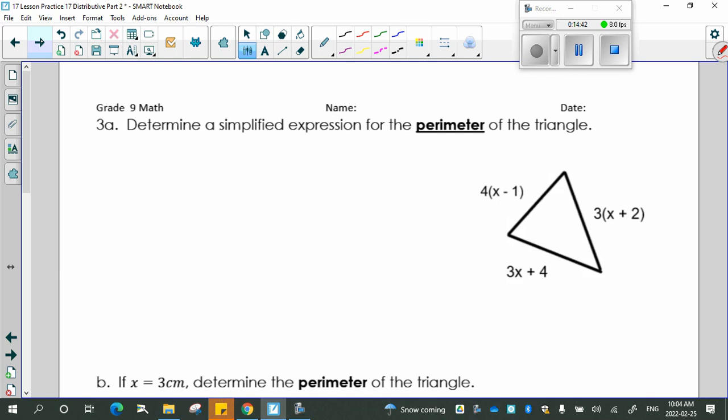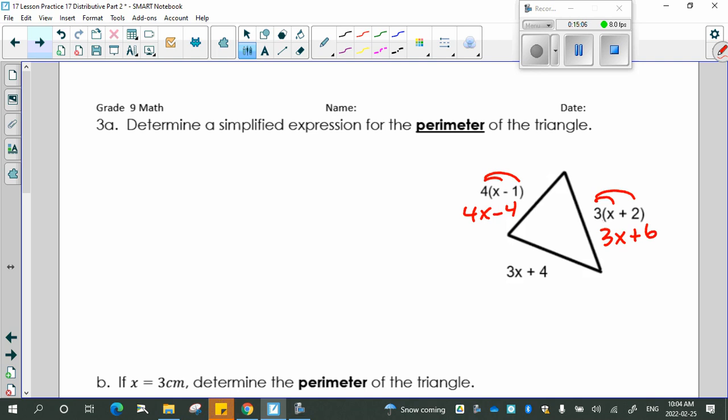However, how could I rewrite 3 times x plus 2 so that there's no brackets anymore? Can I distribute there, right on the triangle? So I get 3x plus 6 for this side. And I can do the same thing here and get 4x minus 4.